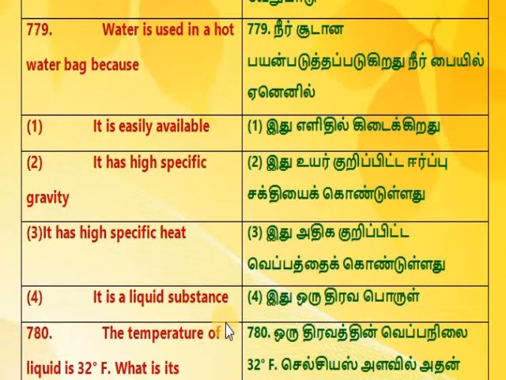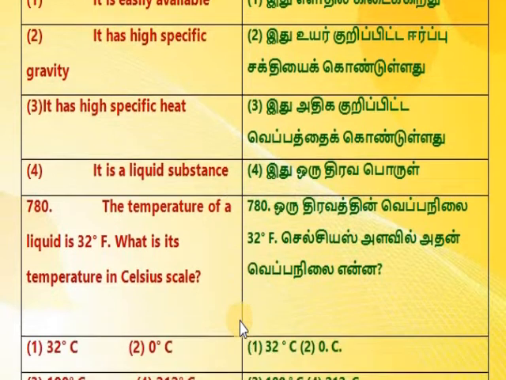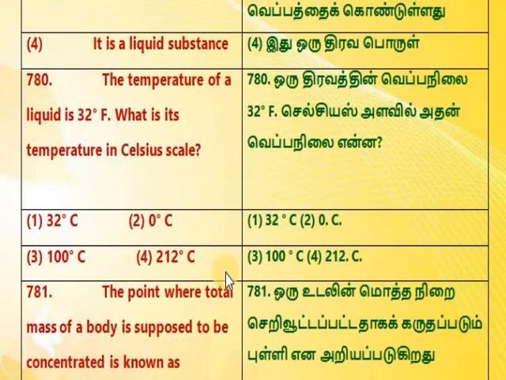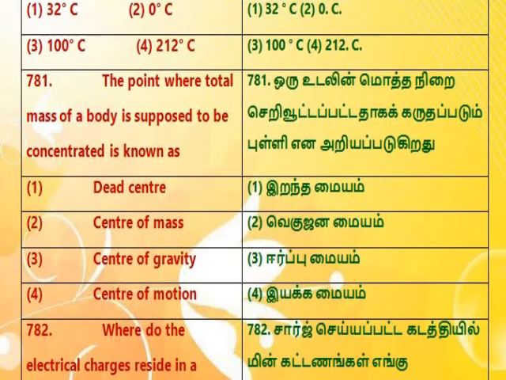It is a liquid substance. 780. The temperature of a liquid is 32 degrees Fahrenheit. What is its temperature in Celsius scale? 1. 32 degrees Celsius, 2. 0 degrees Celsius, 3. 100 degrees Celsius, 4. 212 degrees Celsius.